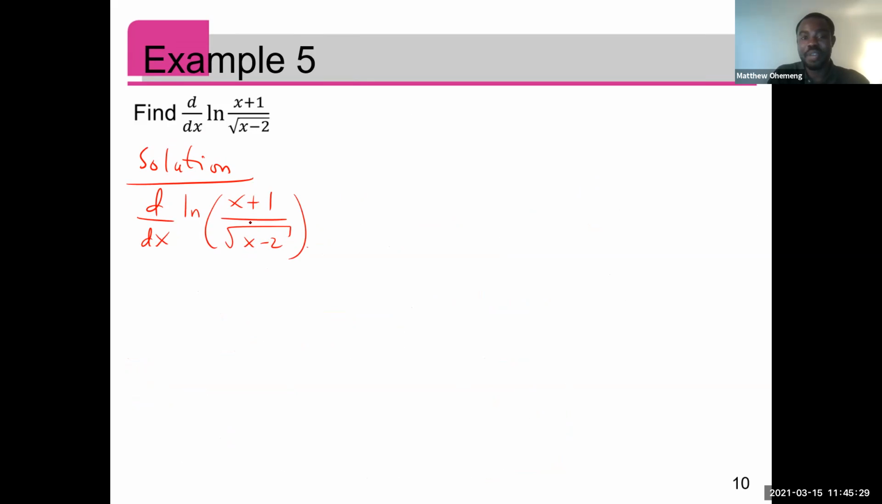But as you can see, we have a quotient rule inside there. It's going to make it complicated. You can still do that, it still works. But I have a different way that I can do this, which will be easier.